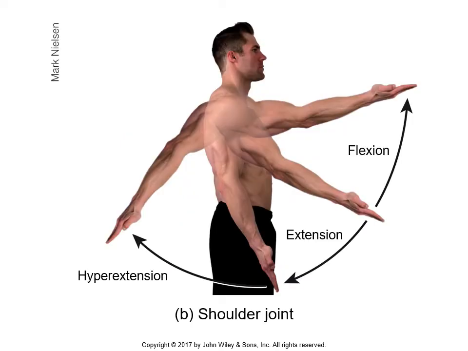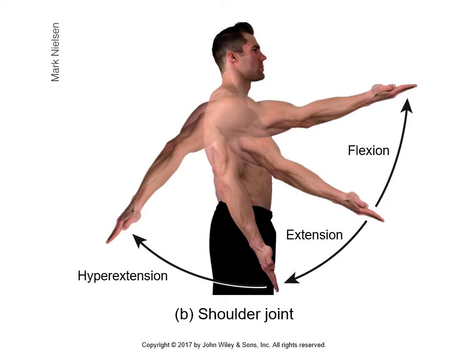The shoulder is a little bit different, just because of the position of the shoulder and where it is. But we can see, right, when we take our arm and move it forward so as to put our hands kind of straight out ahead, that is flexion of the shoulder.